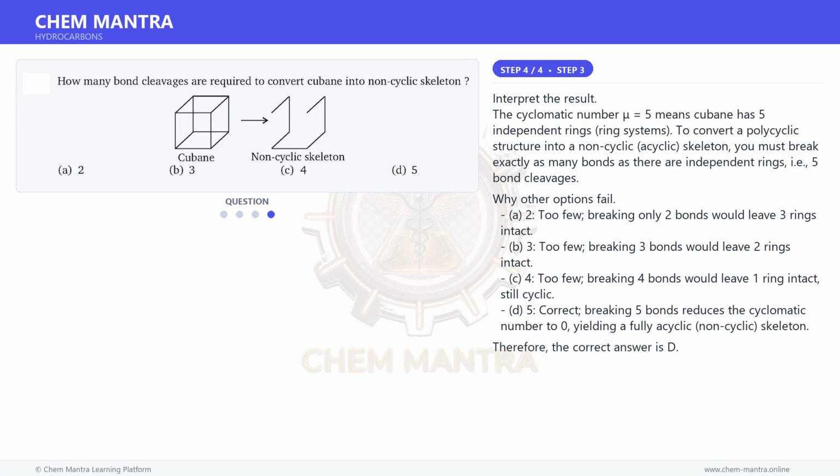Why other options fail? A. 2. Too few, breaking only 2 bonds would leave 3 rings intact. B. 3. Too few, breaking 3 bonds would leave 2 rings intact. C. 4. Too few, breaking 4 bonds would leave 1 ring intact, still cyclic. D. 5. Correct, breaking 5 bonds reduces the cyclomatic number to 0, yielding a fully acyclic, non-cyclic, skeleton.